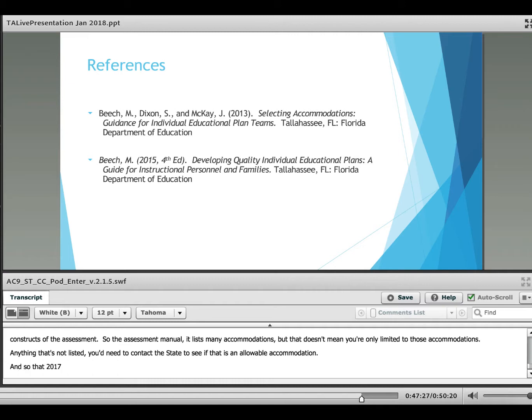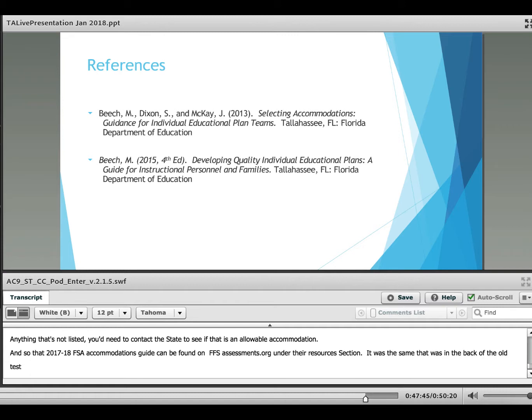And so that 2017-18 FSA Accommodations Guide can be found on fsassessments.org under their resources section. And really it's the same that was in the back of the old test administration manuals. They just have a separate one that you can look at. Thank you, Sherry, for writing that down for me.